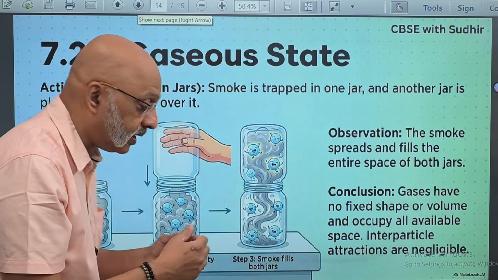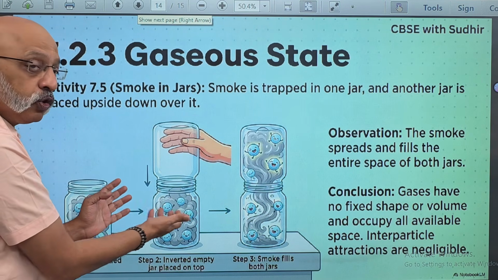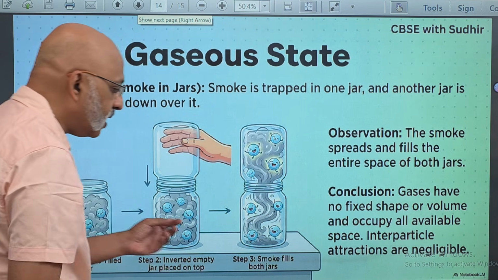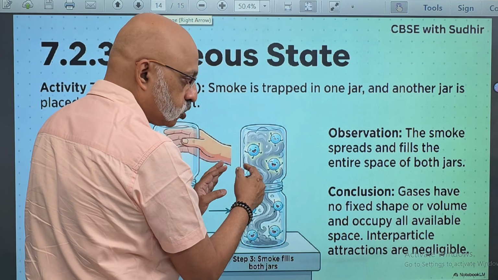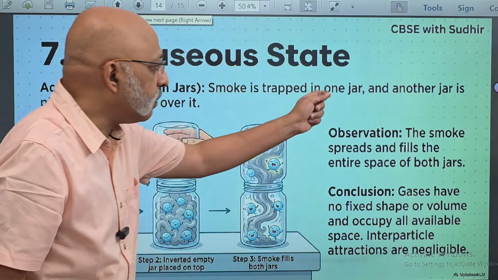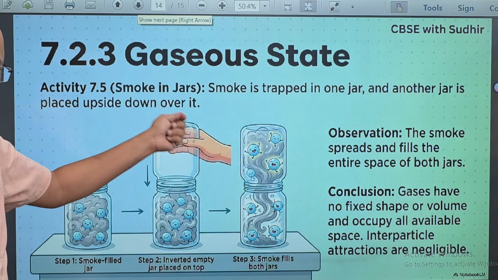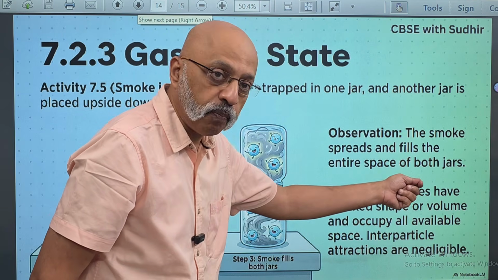At least we can't see anything, not that we could see, but sometimes we could put some colored gases and we could see this gas. So then we see that this smoke will move upwards and fill this jar also. So what is really happening is that smoke is trapped in one jar and another jar is placed upside down over it. The smoke spreads and fills the entire space of both jars.